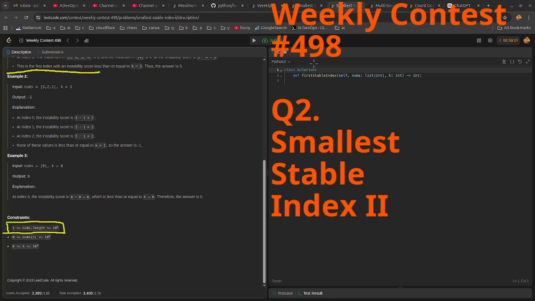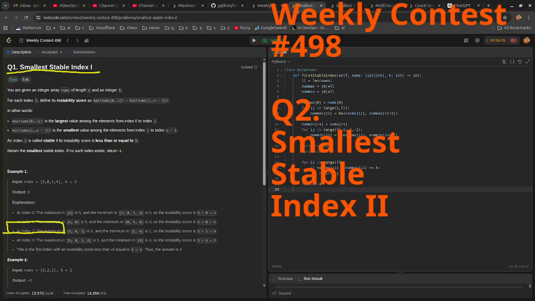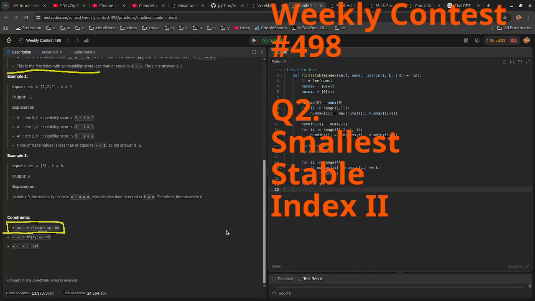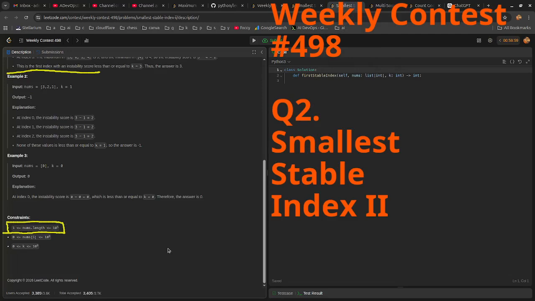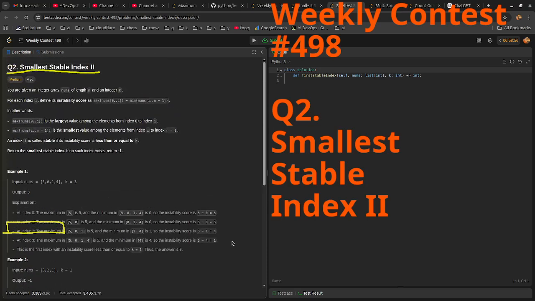We did have 100 for question number 1, but we are having 10,000 in question number 2. That's the key point between the easy one and this medium one. But I believe the solution is going to be the same.